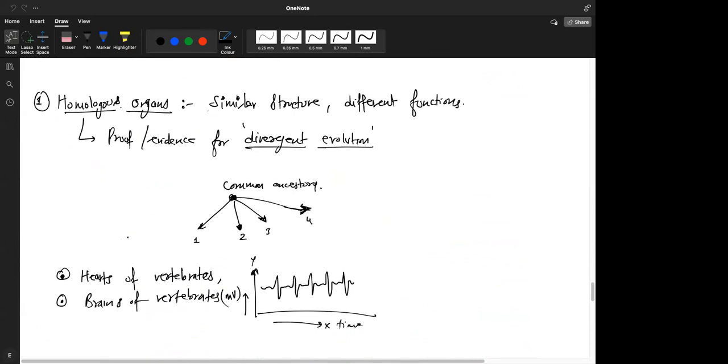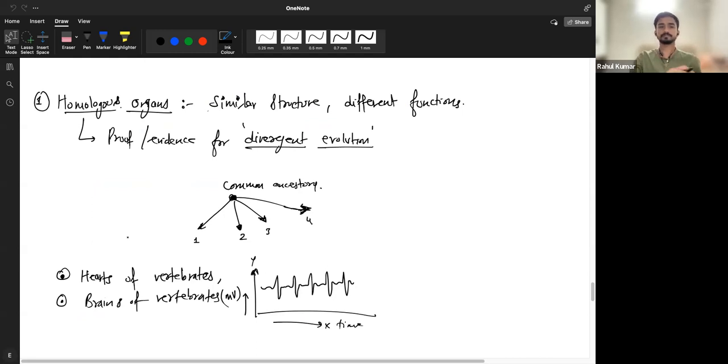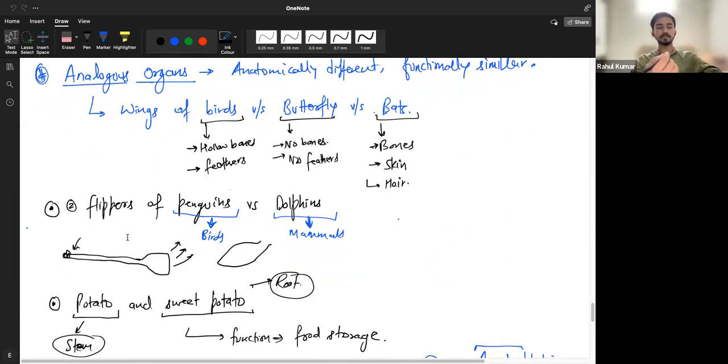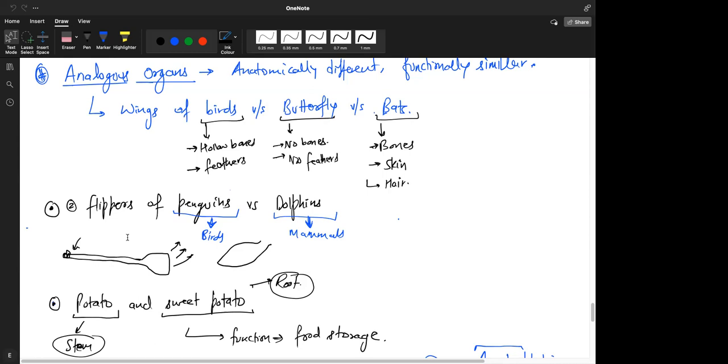Then we talked about analogous organs, which are anatomically different structures but have evolved to perform similar functions. Then we went through 4 examples, which are the wings of butterflies versus bats and birds. Here we understood that butterflies have no bones and no feathers, birds have hollow bones plus feathers, and bats have bones and no feathers, but they have skin. The common similarity is that all of them can fly in the air. Their wings give them the ability of flight.